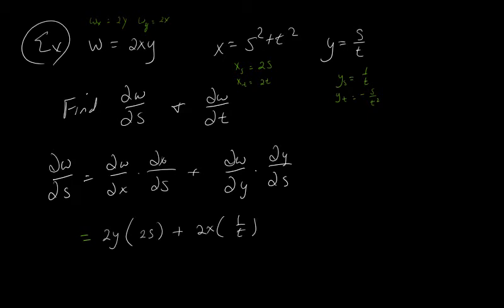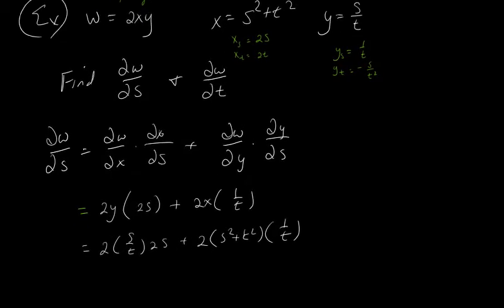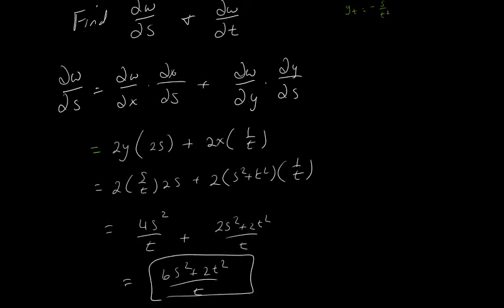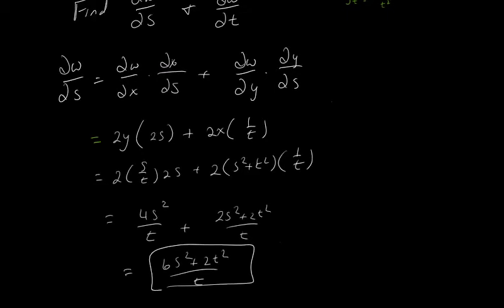All right, but we don't want to leave this in terms of x's and y's. We want it all in terms of s's and t's. So this is going to be equal to 2 times s over t times 2s plus 2 times s squared plus t squared times 1 over t. And we can simplify that just a little bit if we want. So that's going to be 4s squared over t plus 2s squared plus 2t squared over t, which simplifies to 6s squared plus 2t squared over t. Box around that. Okay, so now let's find the partial of w with respect to t.